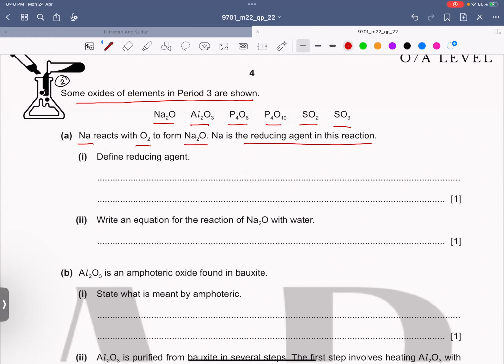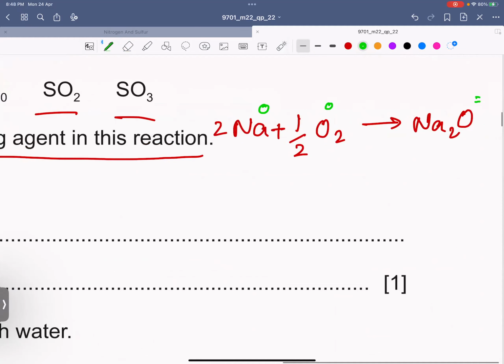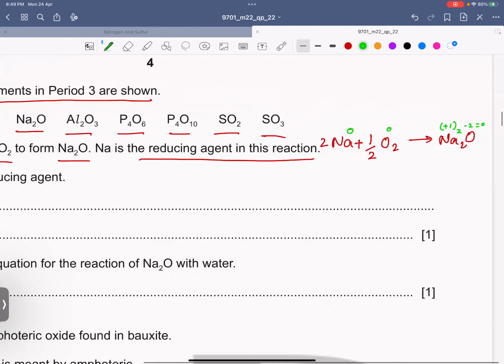So if I write the equation, the reaction would be like this. To balance the equation, I have to put a half over here and 2 over here. If you place the oxidation numbers, the oxidation number is 0 on the reactant side because both are elements. And here we have a compound whose net oxidation number is 0. Oxygen is -2 and sodium is +1, and there are 2 sodiums making it +2. That's why the net charge is 0. Is this understandable to everyone?